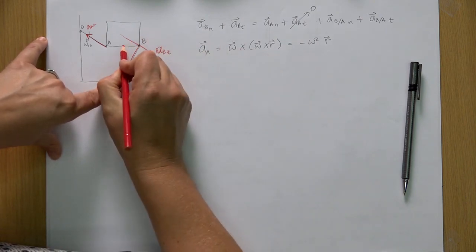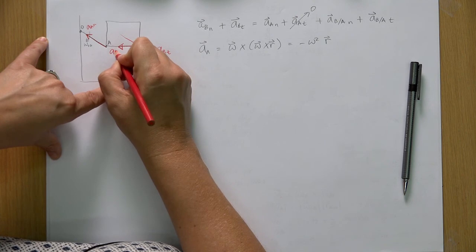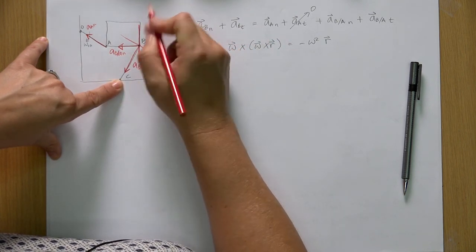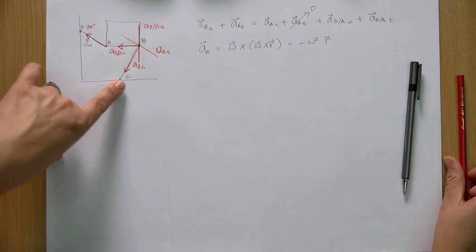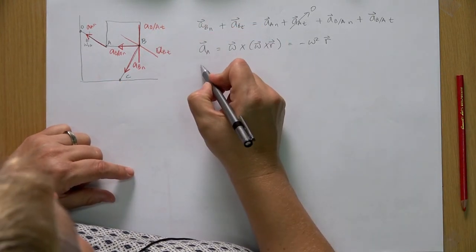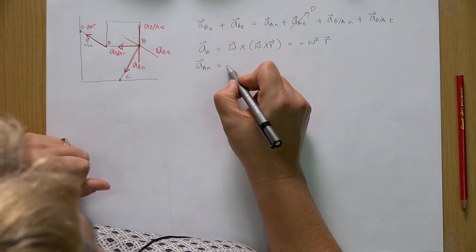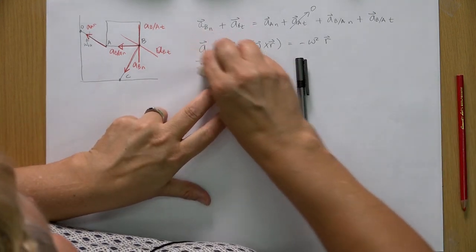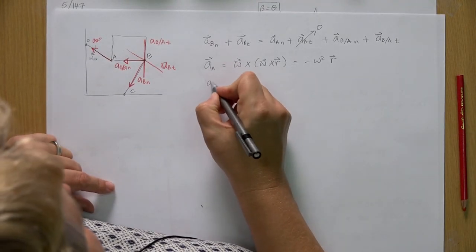AB relative to A normal points from B to A. AB relative to A tangential is vertical. Okay, we can work out the magnitudes. AA normal is, I'm just going to work with magnitudes here because I'm doing the geometry.